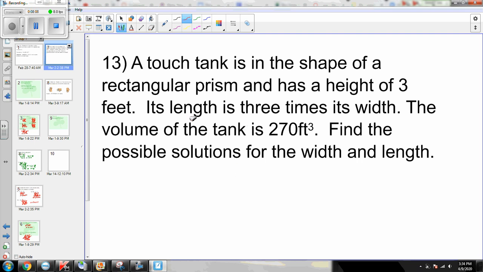Well, we have a rectangular prism and we're finding the volume. I know to find the volume of a rectangular prism, I have to take length times width times height. So my formula is volume equals length times width times height. I'm going to plug in 270 for my volume. My length is 3 times the width. So under length, I'm going to put 3W.